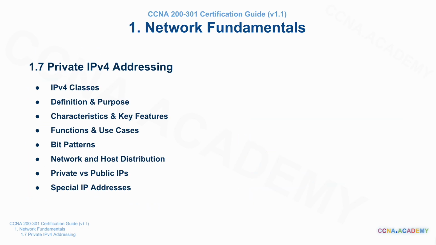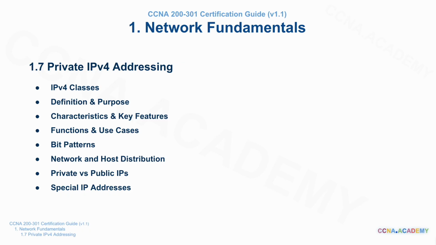In this section, we'll explore how IPv4 addresses are structured and divided into different classes, from Class A through Class E. We'll begin with the definition and purpose of classful addressing. Then, move on to the key characteristics and features of each class. You'll learn about their functions and use cases, and how the bit patterns determine the network and host portions of an IP address. We'll also look at how private and public IP addresses differ, and finish with a quick overview of special IP ranges like loopback and multicast.